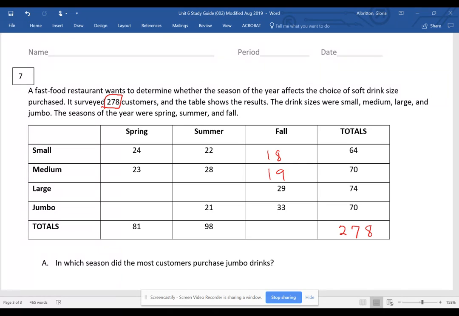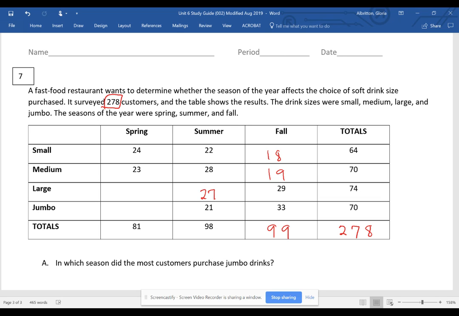Now, I'm not going to do the large row yet because there's two values missing. However, since I've completed the column for fall, 18 plus 19 plus 29 plus 23, I can go ahead and fill in my 99 total here. For the summer column, 22 plus 28 plus something plus 21 totals 98, and that missing value is 27. So you can just do a little addition and then subtraction to come up with that information.